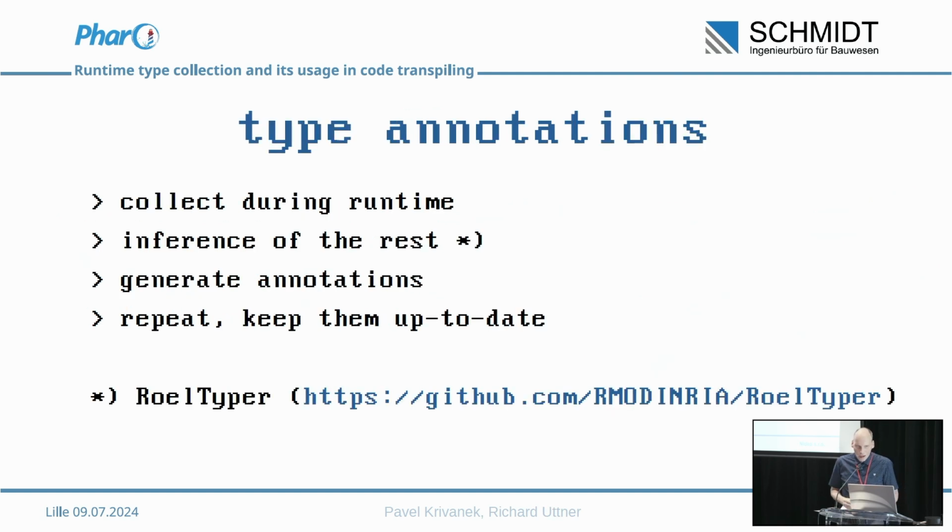So our approach to that was automatic. We try to collect the types during the runtime, and we can infer the rest of the types using Roel Typer. I must say that that's not what we actually do, but we plan to do it in the future. And then we generate annotations into the code. And of course, if we update the code, then we can repeat this process and keep the types up to date.